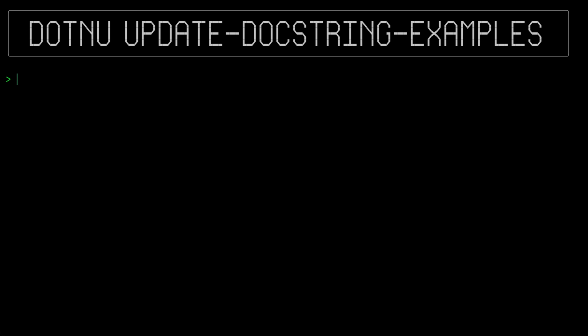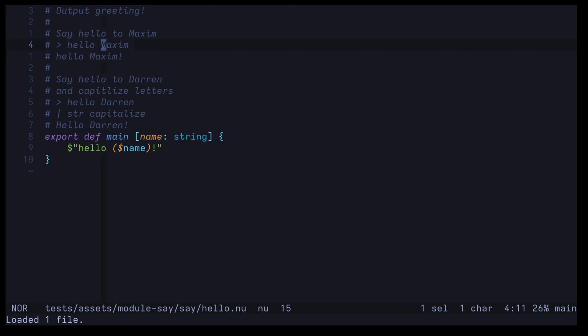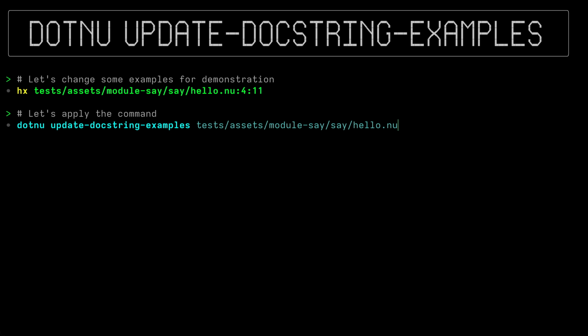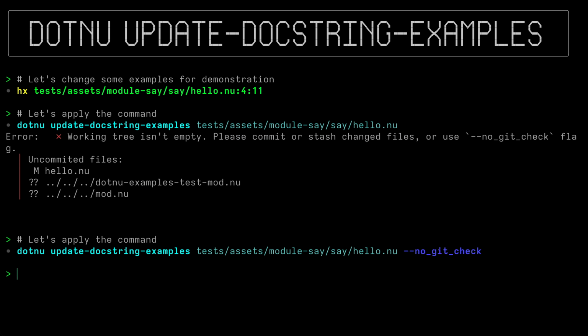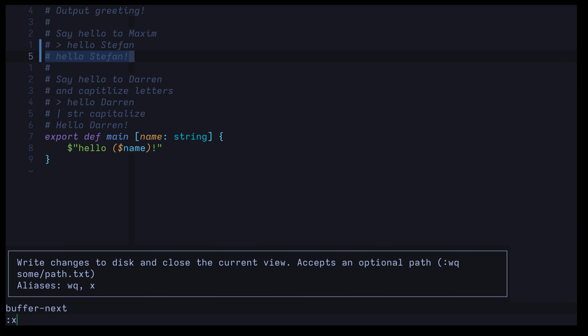dotnu update-docstring-examples. This command relies on the command parse-docstrings. First, let's alter our module and type here, for example, the name Stefan. So now we can see that in the example of the docstring command, we have used this argument. Next, we use the dotnu update-docstring-examples command, and now when we check our file again, we can see that the result here is updated automatically.